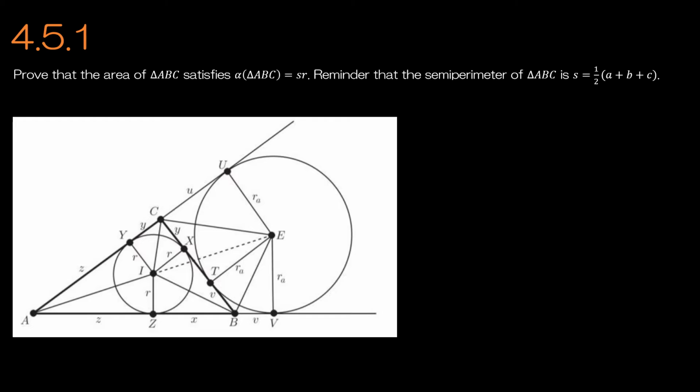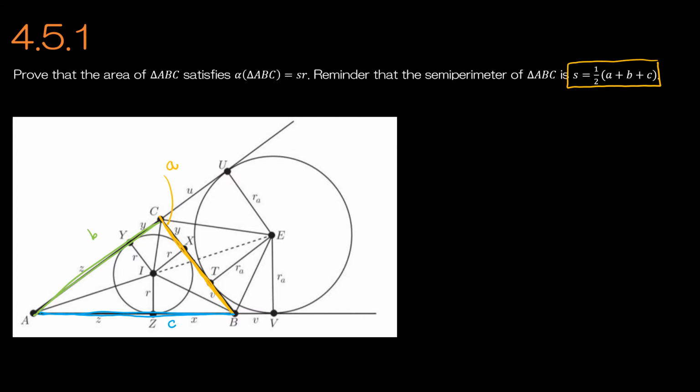So part 1, prove the area of triangle ABC satisfies that the area of ABC is equal to SR, and we are reminded of the semi-perimeter formula for triangle ABC. Keep in mind that a, b and c are not labeled on this figure, but a is the side opposite angle A, so this is a. b is the side opposite angle B, so this is b. And c is the side opposite angle C. So let's go about proving this.